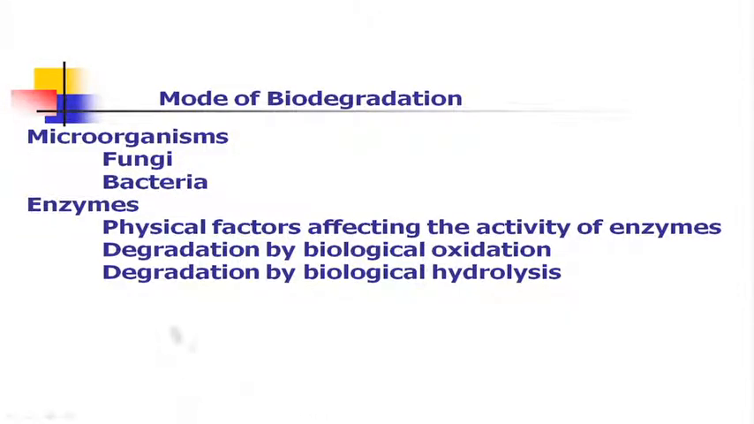Modes of biodegradation are by microorganisms, say fungi, bacteria; enzymatic degradation, where physical factors affect the activity of enzymes; degradation by biological oxidation; and degradation by biological hydrolysis. So, all these three are influenced by enzymes, whereas fungi and bacteria can also degrade polymers.